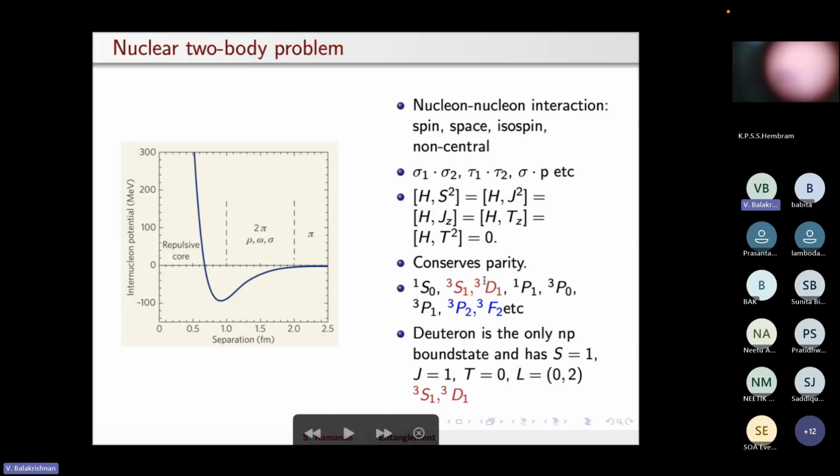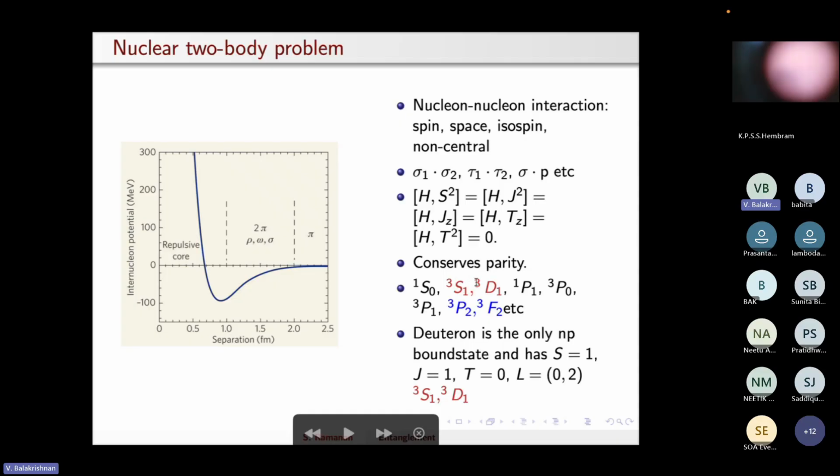In both cases, total spin is 1, so spin is conserved. In both cases, S is 1, J is 1, so total angular momentum is conserved, and it also conserves T, the isospin. Since L is 0 and S is 1, isospin has to be 0, so that you satisfy the generalized Pauli principle, that is, spin, space, and isospin should result in an antisymmetric wave function. The same story holds for the 3P2 channel, which is coupled to the 3F2 channel.